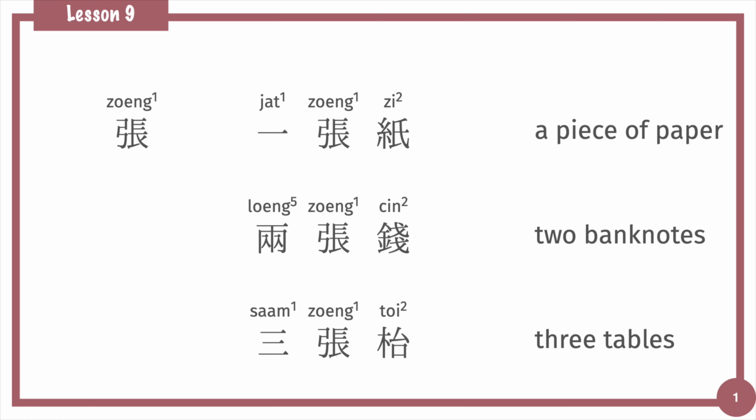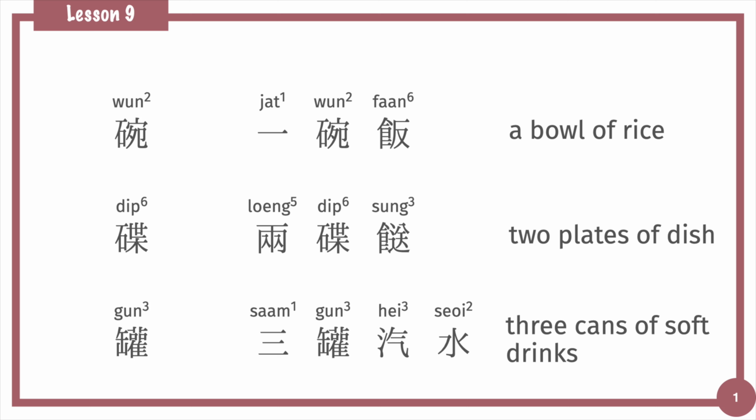Table is object with surface, so we'll use 張 to count it. Some measure words are containers, such as 碗 bowl, 一碗飯 a bowl of rice, showing rice is served in bowl. 碟 means plate, 兩碟餸 two dishes. The dishes is served in plate. 罐 is can, 三罐汽水 three cans of soft drinks.